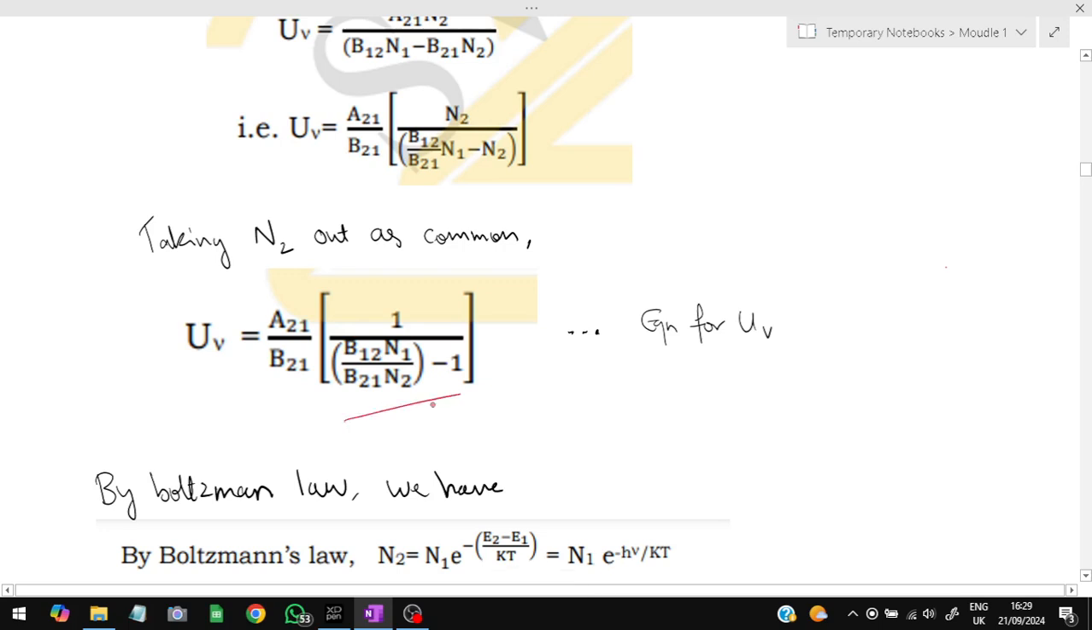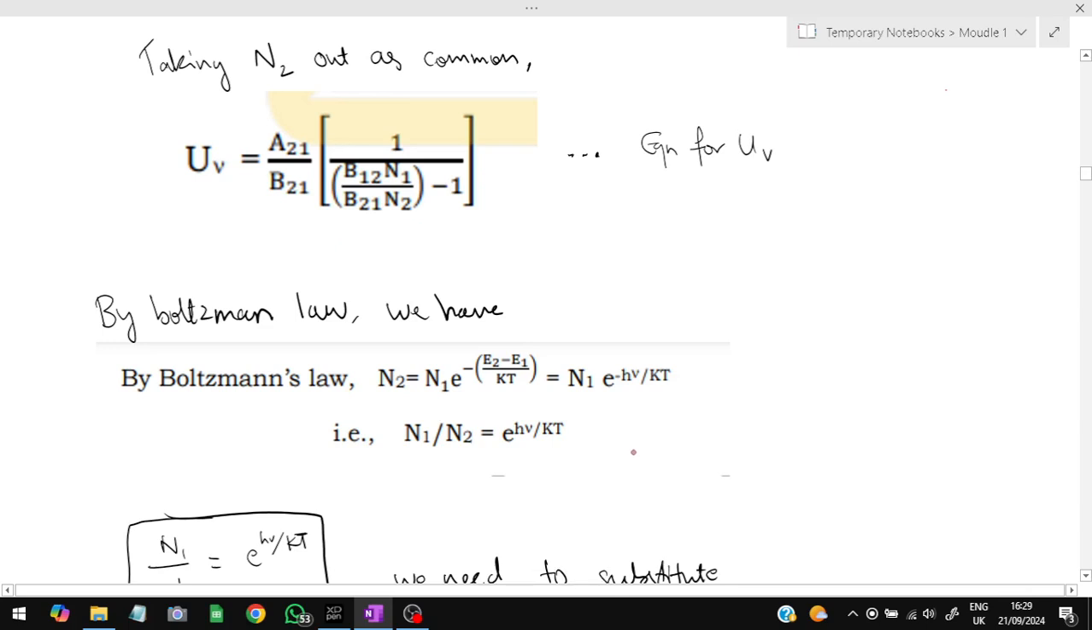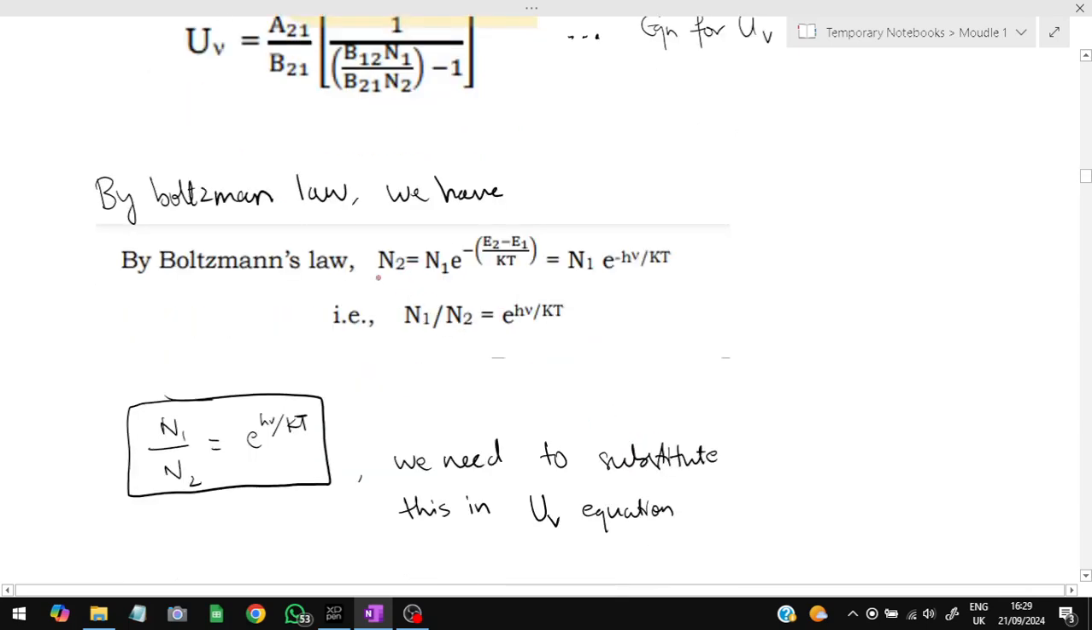After that your second step is to take the Boltzmann law. What does the Boltzmann law say? By Boltzmann law, we have N2 is equal to N1 into e power minus (E2 minus E1) divided by kT. That is equivalent to N1 into e power minus hv divided by kT, because hv is equal to E2 minus E1. Rearranging the term N1 here, we get N1 by N2 is equal to e power hv by kT. Now we will be using this and substituting in the uv equation.